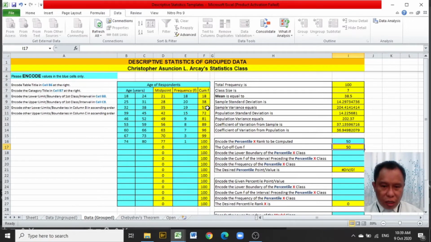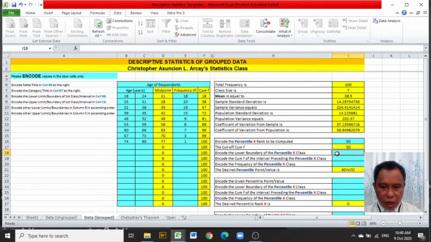So it is located in the interval 32 to 38, the median class, because the cutoff cumulative frequency determines the median class. So the median class is 32 to 38 because it is in this class that the 50th value from the lowest is located. Hence, you can encode specific values being asked here to compute for the median.